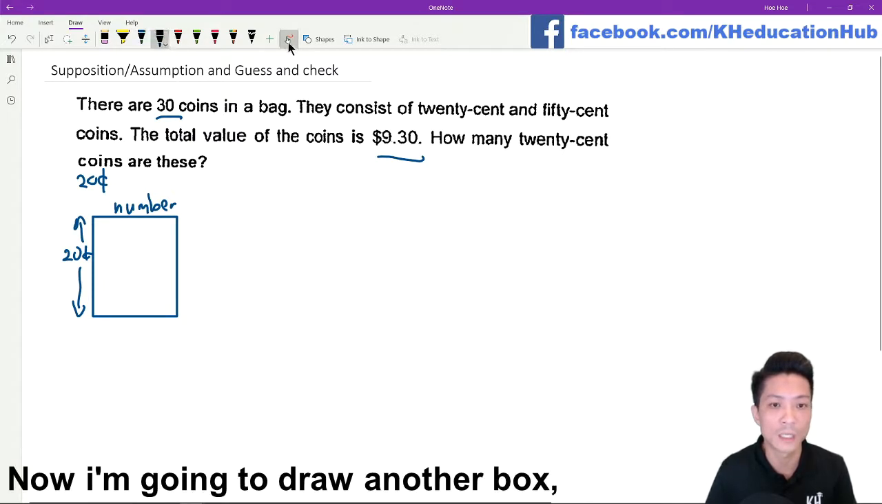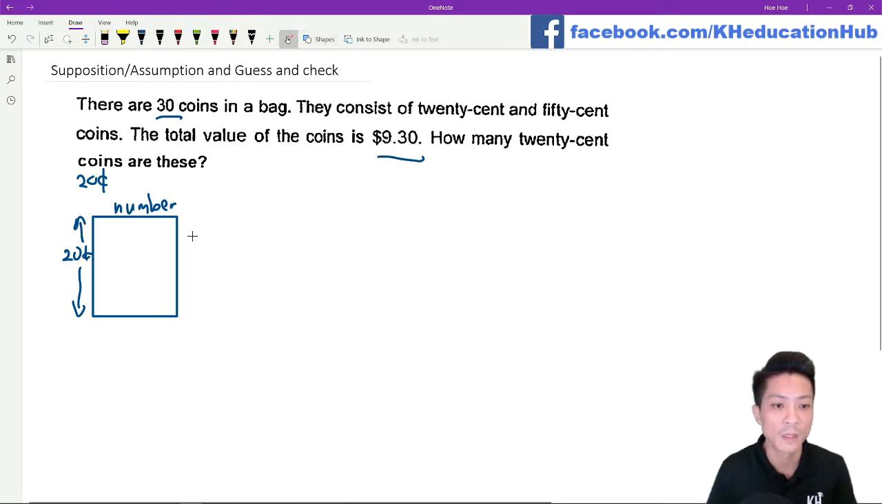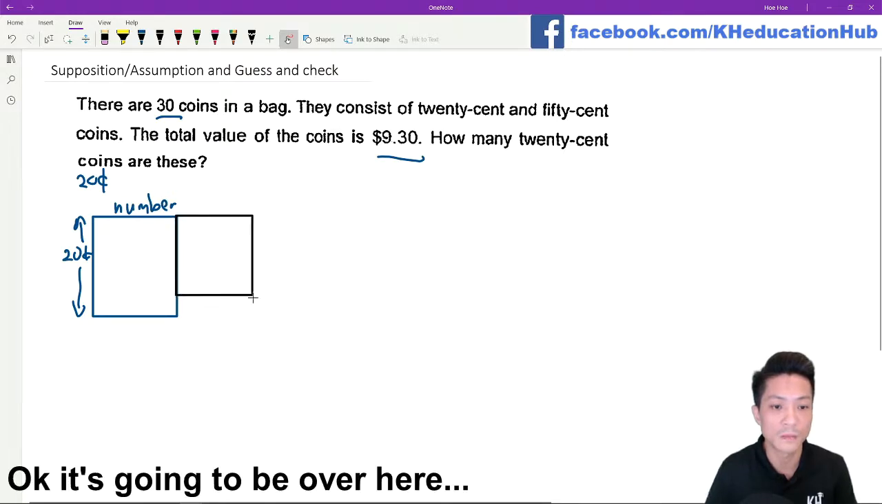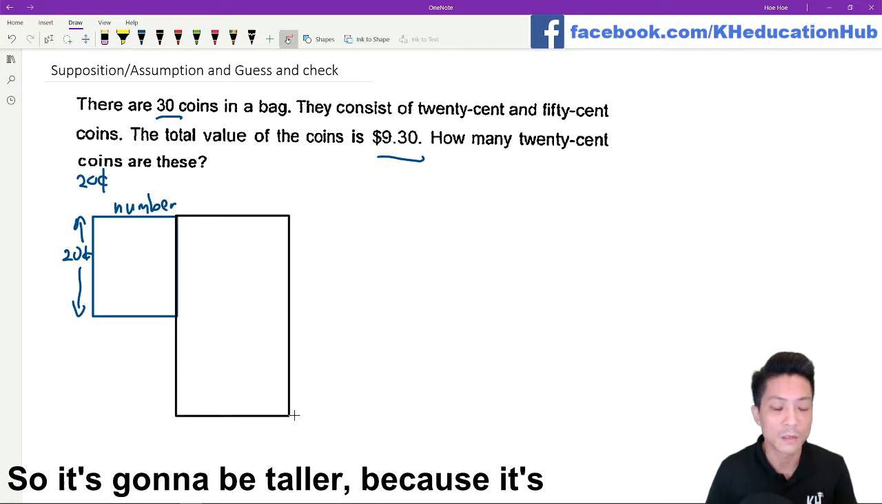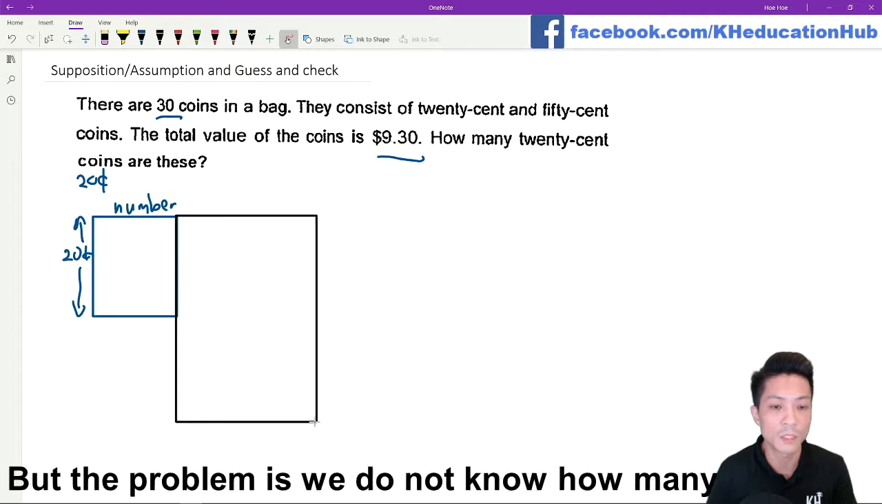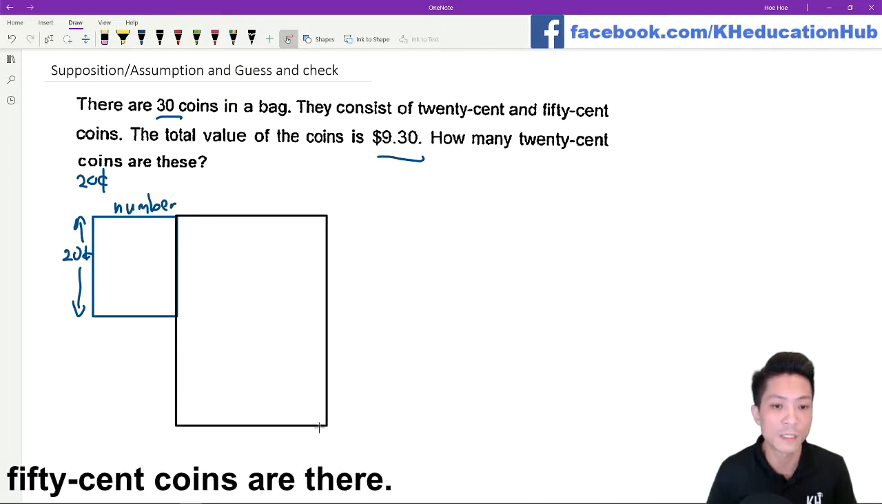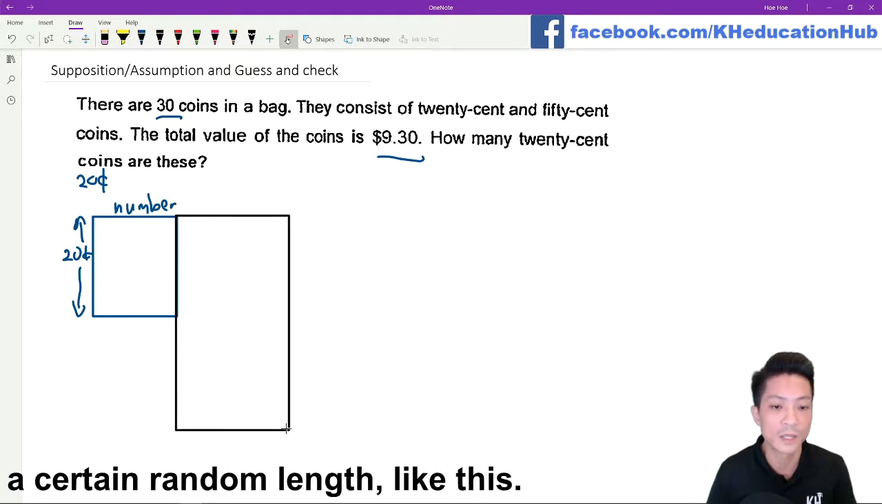Now I'm going to draw another box which is going to represent the 50-cent coins. Okay, it's going to be over here. So it's going to be taller, because it's 50 cent. It's a lot more than 20 cent. But the problem is we do not know how many 50-cent coins are there. So we're going to just leave it at a certain random length, like this.